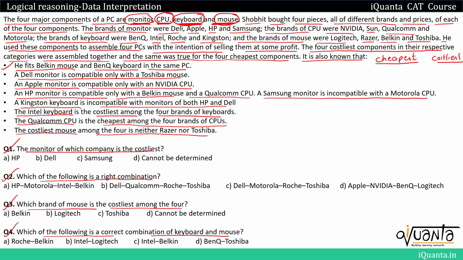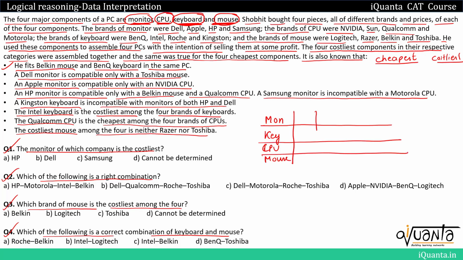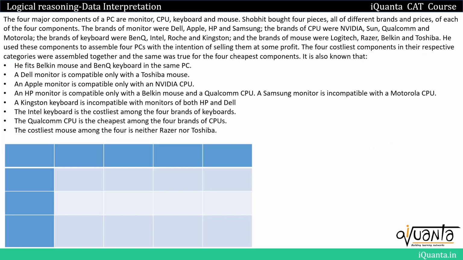So basically we'll be forming a table in which we'll be keeping the monitors of all four brands, the keyboards of all four brands, the CPUs of all four brands and the mouses of all four brands together. And by using these clues we'll try to check their compatibility. So let us go to the next slide and form such a table. So this is the table with us. We'll be keeping all the monitors together. Then we'll be keeping all the CPUs over here. Then the keyboards will be kept over here and we'll be keeping the mouses over here.